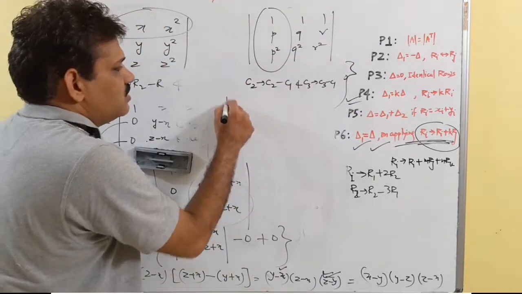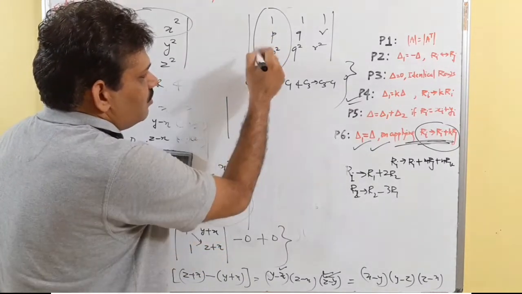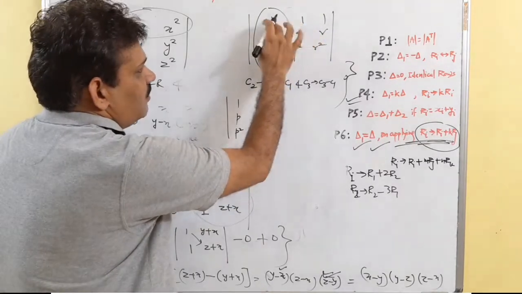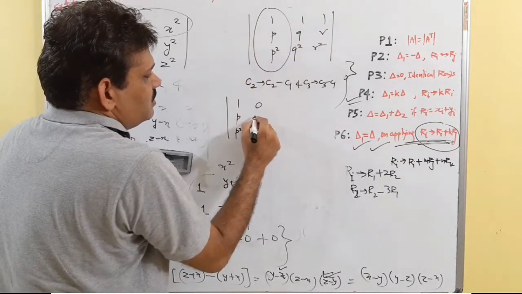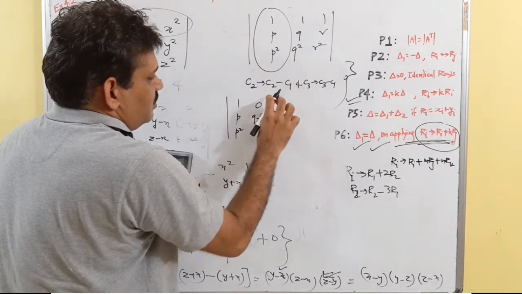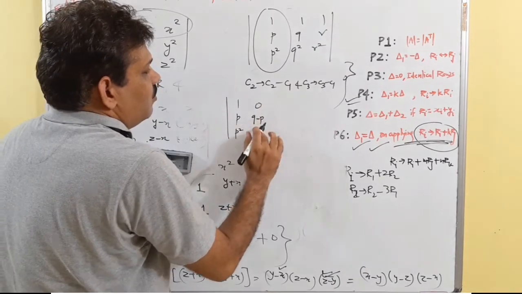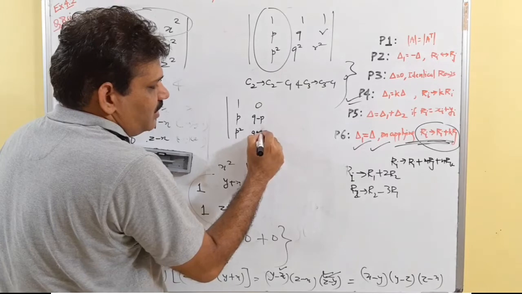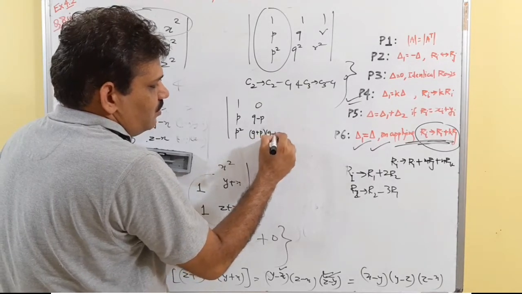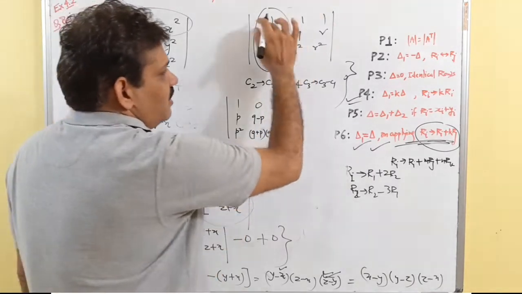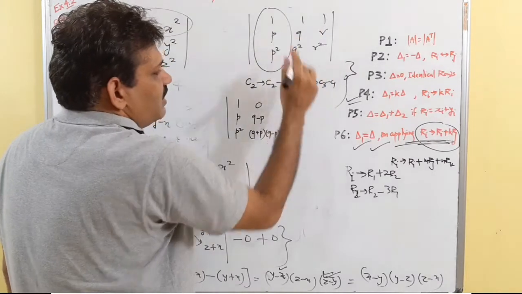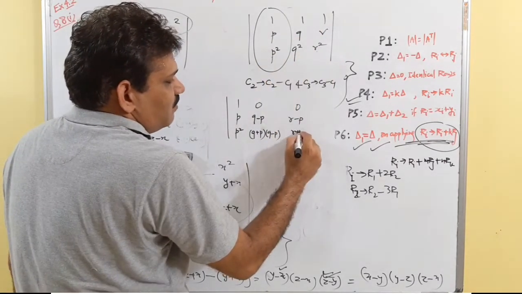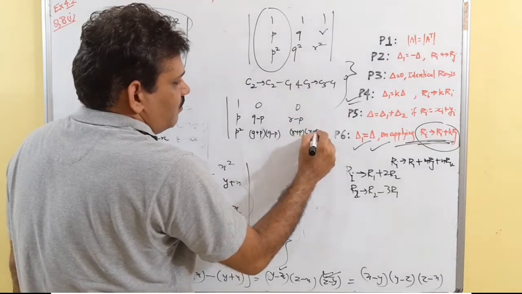How does it happen? See, there is no change in the first column, so 1 p square. Now 1 minus 1 is 0, q minus p, q square minus p square. Q square minus p square can be factorized as q plus p into q minus p. Now 1 minus 1 is 0, r minus p, and r square minus p square is r plus p into r minus p.